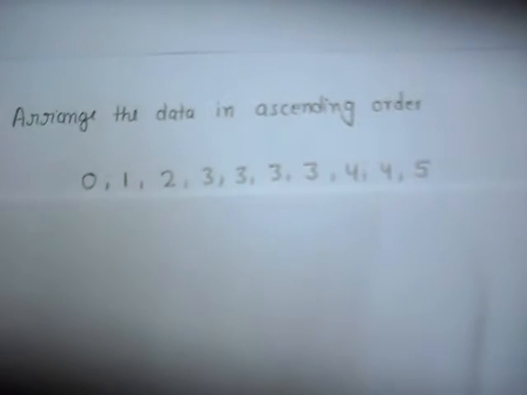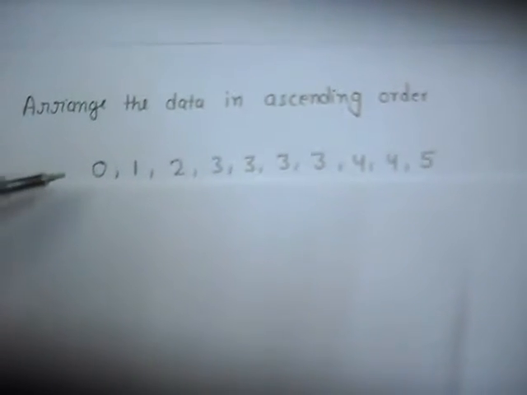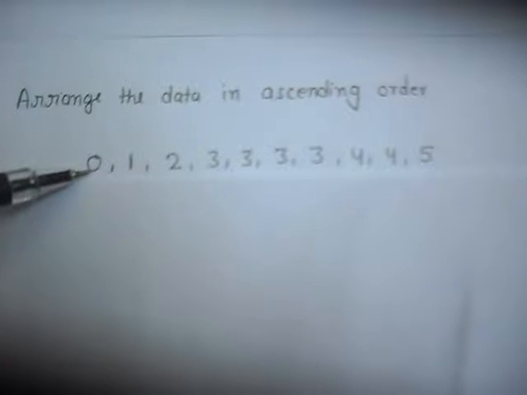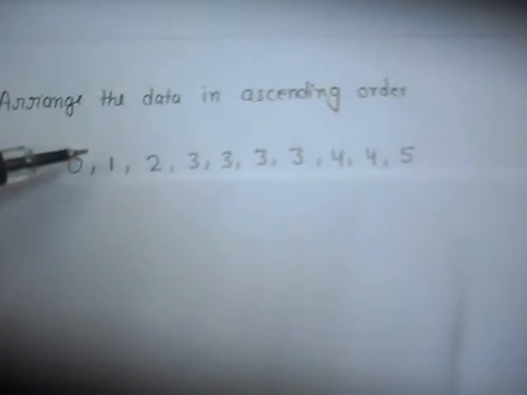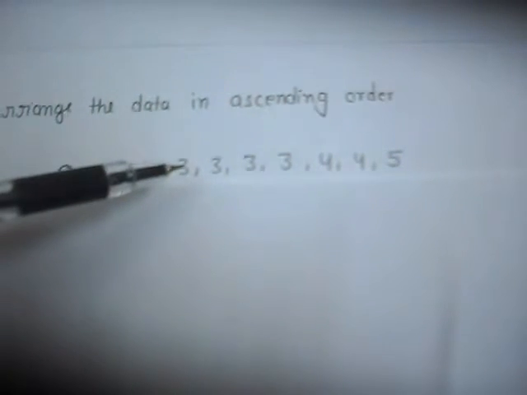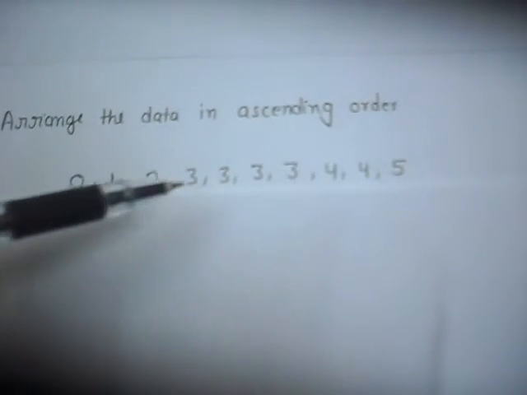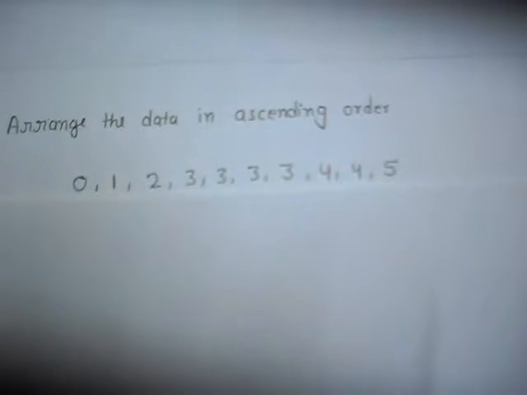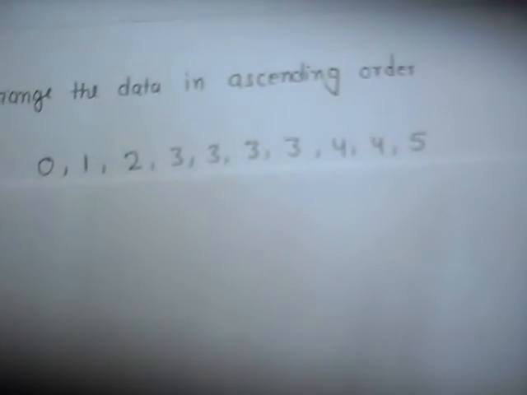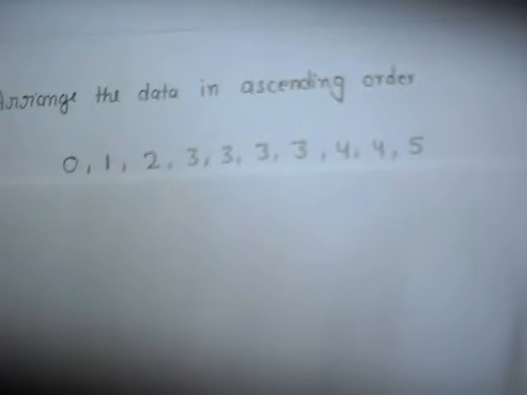Before finding the median of any data, the first step is to arrange the data in ascending order. The meaning of ascending order: smaller first, greater later. So we arrange the given data in ascending order. This 0 comes first because it is smaller, then 1, 2, 3 came 4 times because in the data 3 came 4 times, then 4 came 2 times, then 5, as per the question.